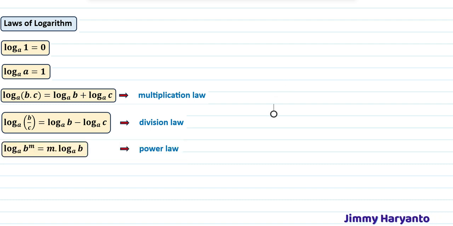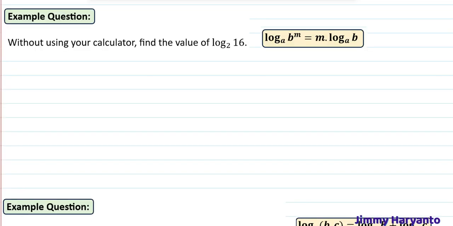And then the powers law. If you have powers, you can move it to the front and it will become multiplication. So log_a b^m will become m times log_a b. This is called the powers law. To understand the laws of logarithm better, let's take a look at the example questions.